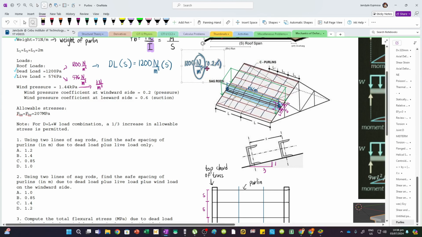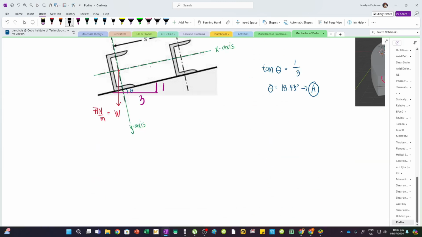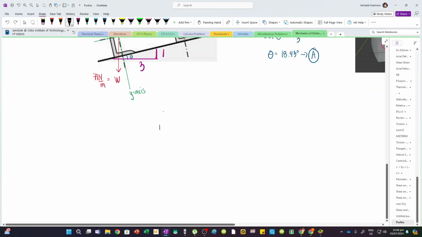So erase natin. And then the live load will also be LL multiplied by S, equals still 576 Newton per m squared multiplied by S. Again, this is to convert it into a uniform load. Now, this is the cross-section of the beam. If you look at the side view, this is what we will see.